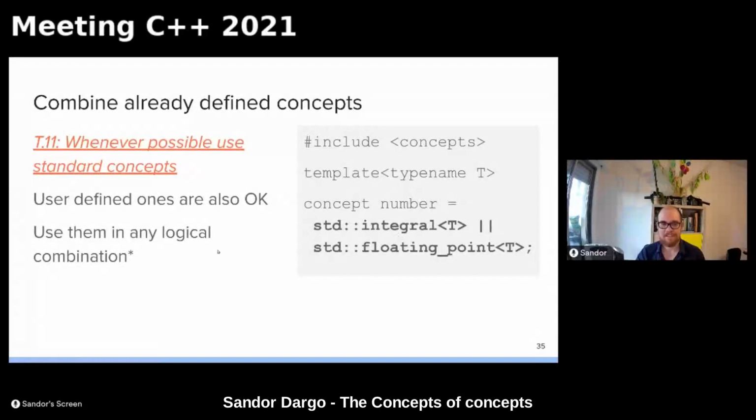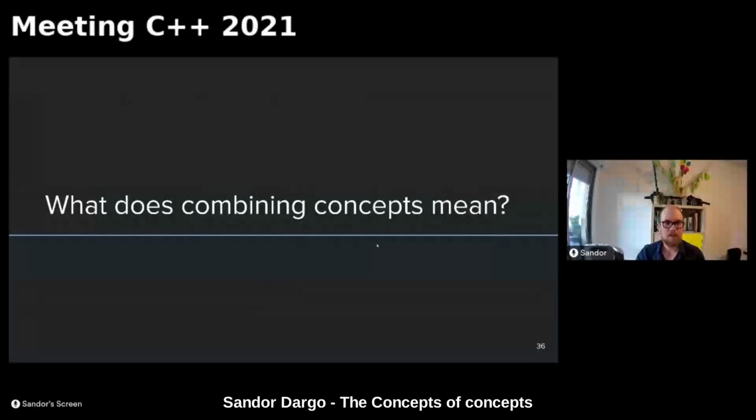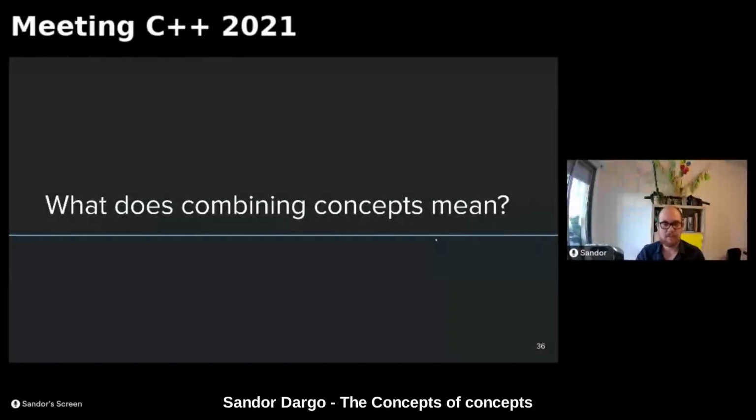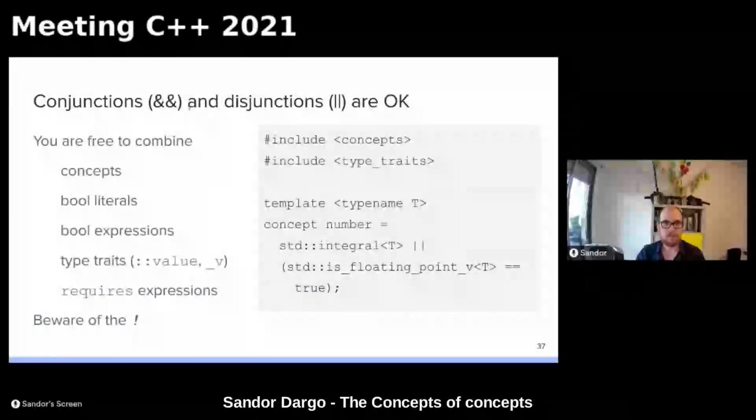just to mention, and we can use them in any logical combination. You see here a small asterisk. I say any, but well, there are some things to consider. So what does combining concepts mean, and what are those things that we have to consider? So the and, or, so conjunctions and disjunctions are definitely okay. You are free to combine concepts. You can combine Boolean literals, expressions. You can use type traits. You can use another requires expression within a concept.